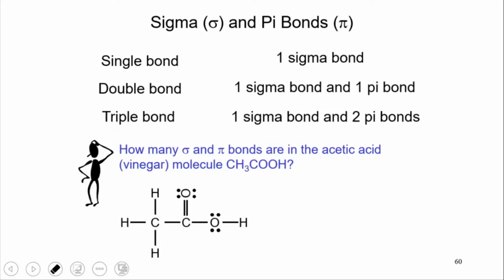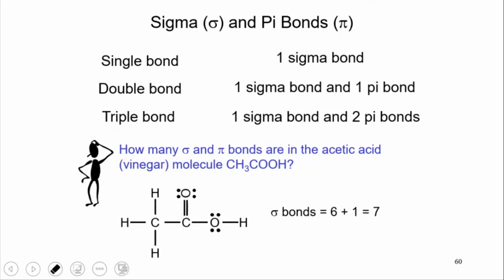Okay, so let's see. First of all, let's consider all of those single bonds that we have in here. So that's 6 of them, and each single bond is a sigma bond. But we also have a double bond here between this carbon and that oxygen. And each double bond also has one sigma bond as part of it. So that means that we're going to have a total of 7 sigma bonds. Okay, everybody got that, correct?